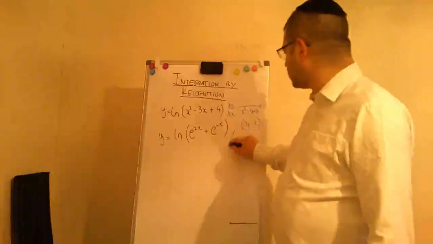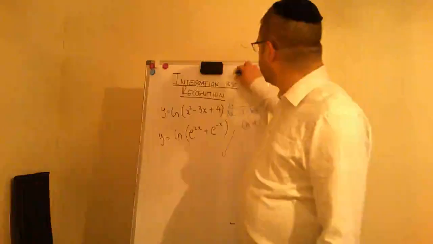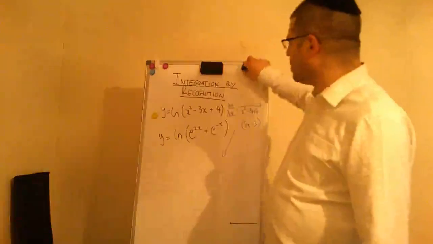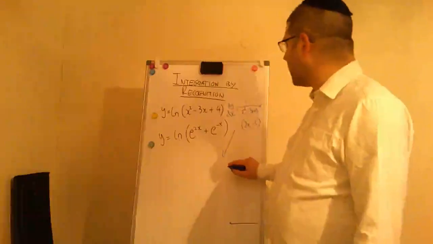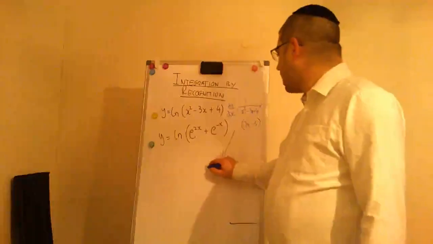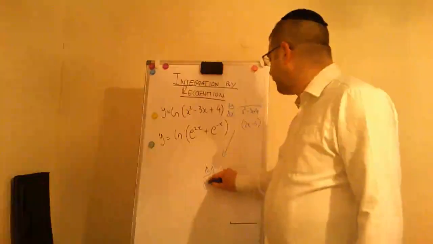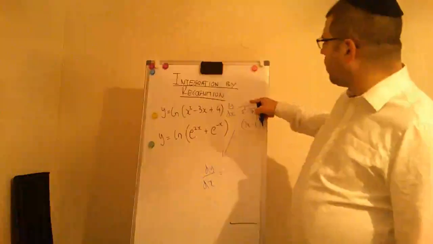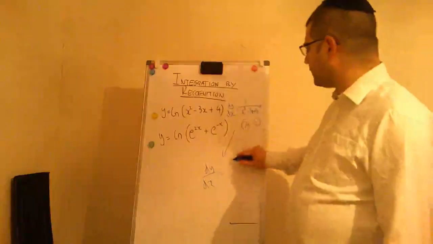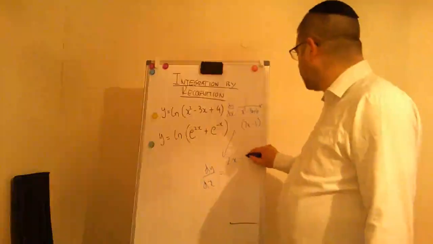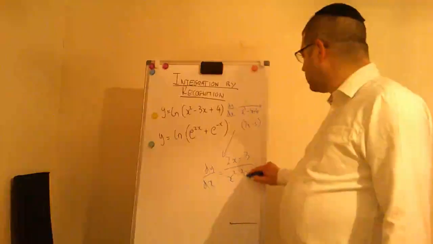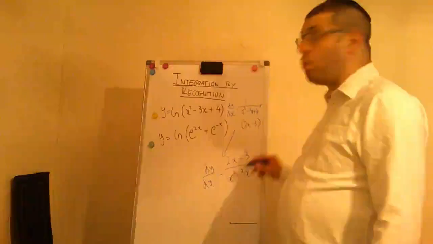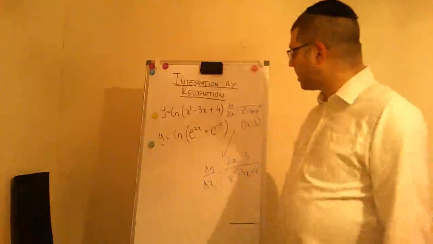Let's sort that out. So let's write it over here. Okay, let me call this the yellow equation and the green equation. So the yellow equation I'll do over here, which is dy by dx. And 1 over that multiplied by that, that will just fly to the top. So you get 2x minus 3 over x squared minus 3x plus 4. What do I want to do with that? Well, let's see. Okay, let's do the other one.